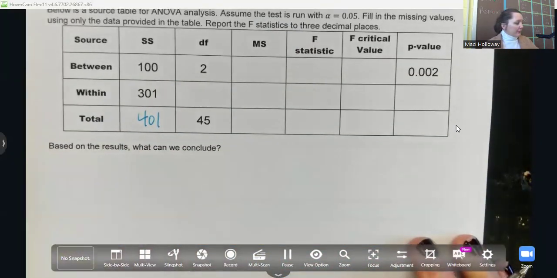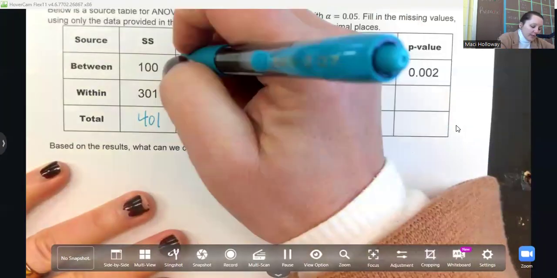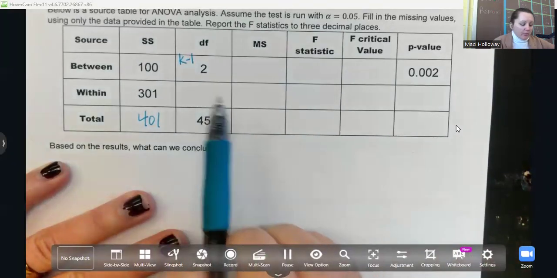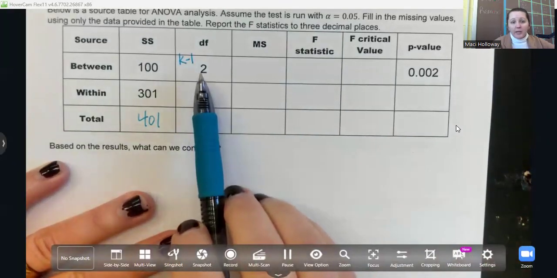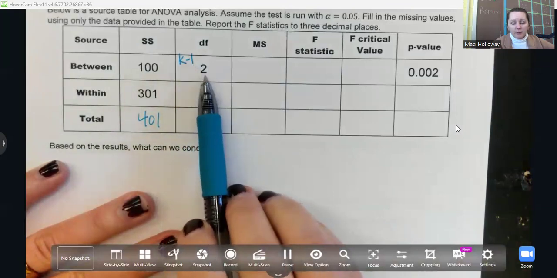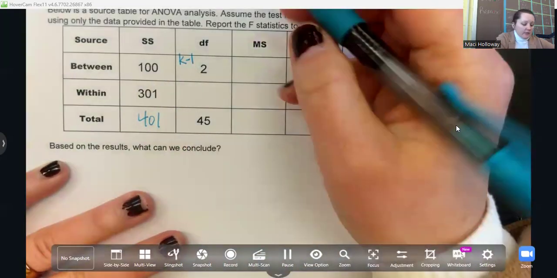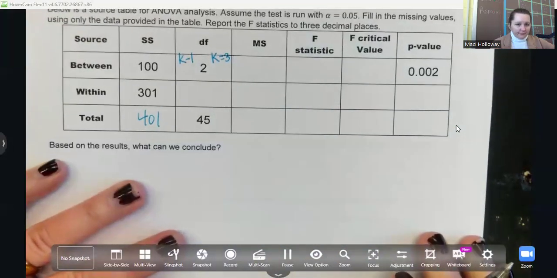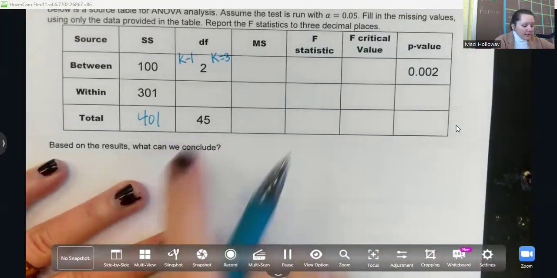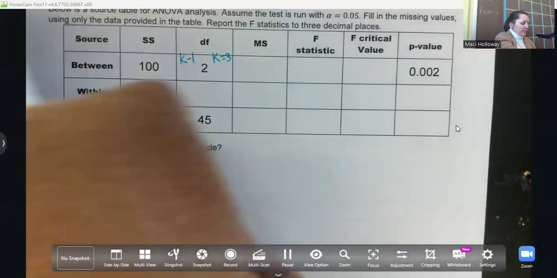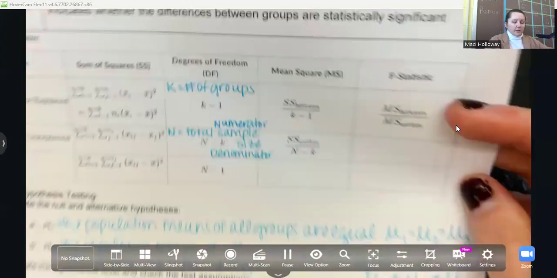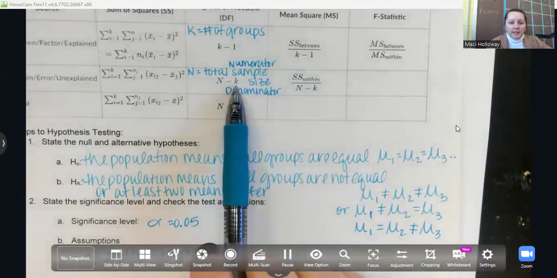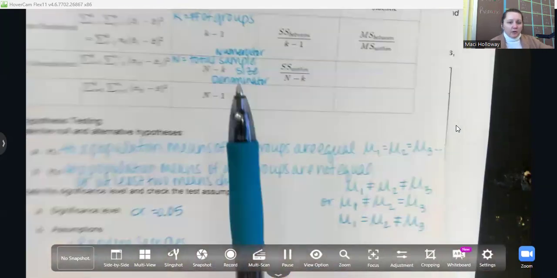All right, degrees of freedom. Remember, between was k minus 1. So we can work backwards to determine what k equals. If k minus 1 equals 2, then k equals 3. All right, and moving down to the total, we should probably reference our formula chart. Our degrees of freedom within is n minus k, and n represents our total.